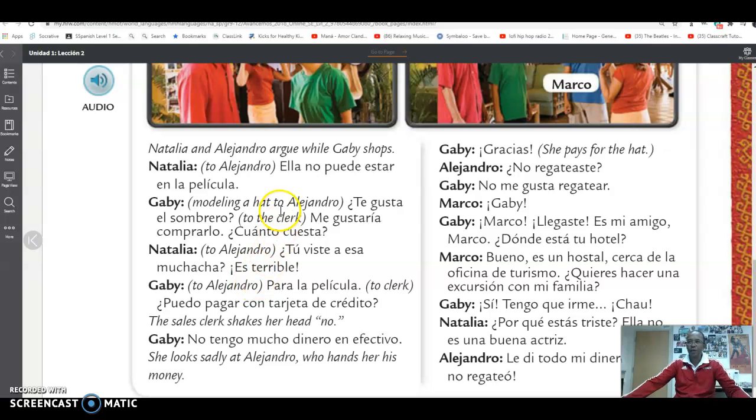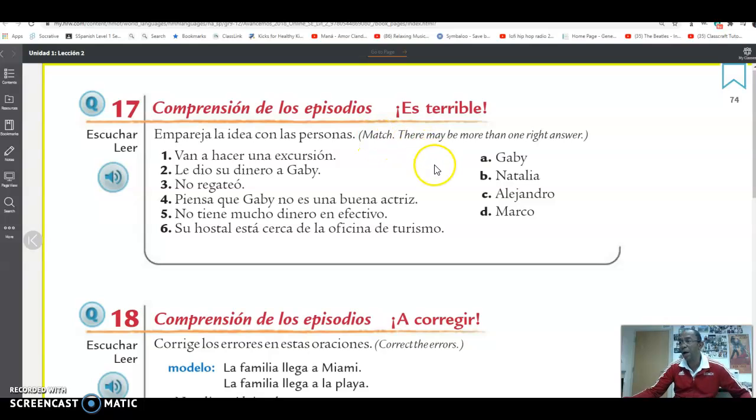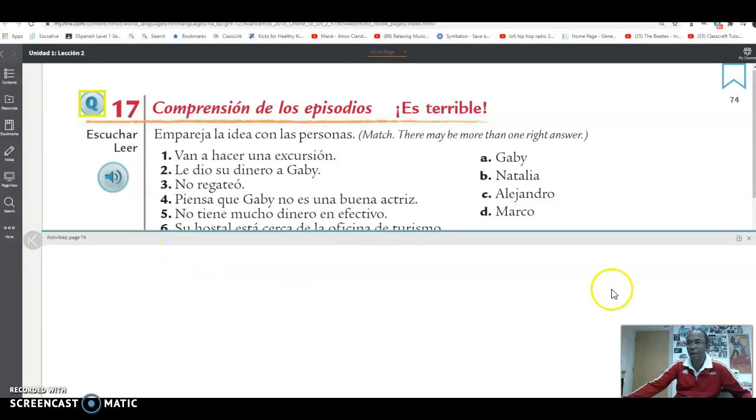If you want to find out exactly what went on and what was said, and you want to match up what everybody is doing, then you go back here to page 73 and look at the script, okay? Now, what we are doing in activities 17, 18, and 19, first, we are going to match up who's doing what. We have Gaby, Natalia, Alejandro, and Marco, okay? So what you're going to do, you're going to match each one. So for example, you go, van a hacer una excursión, right? Who's doing the excursion? Alejandro and Marco. So you click here and you select the people that are doing that.